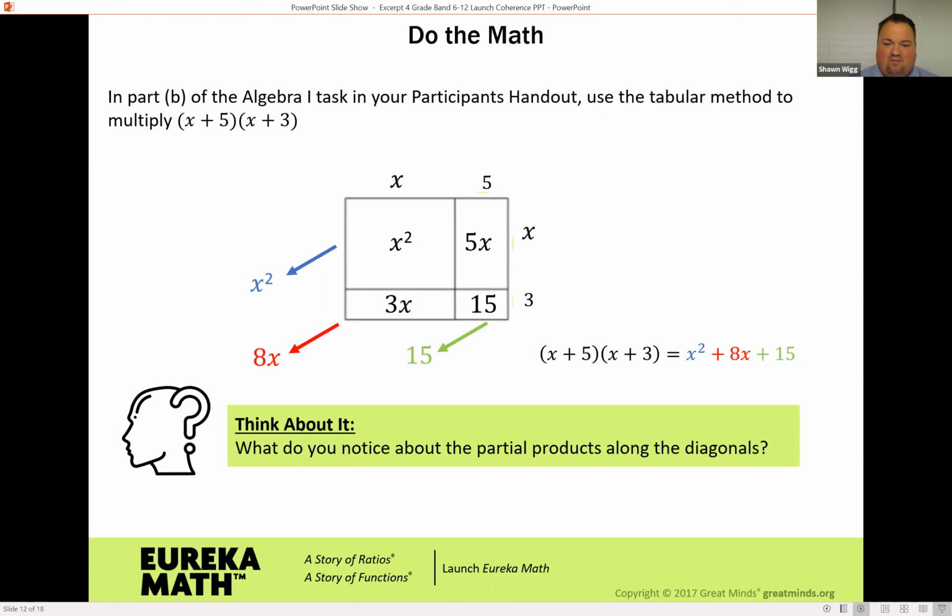Absolutely. So when we multiply those two binomials, it's the same as the sum of the partial products: x squared plus 8x plus 15. And since they're not like terms, we just have x squared plus 8x plus 15.